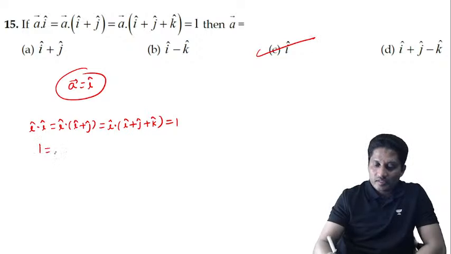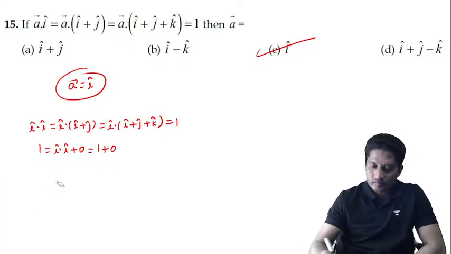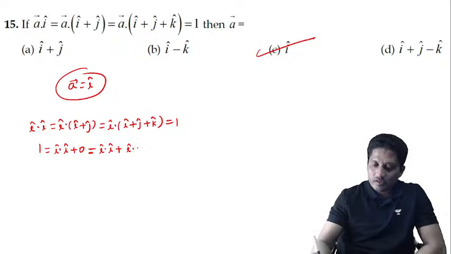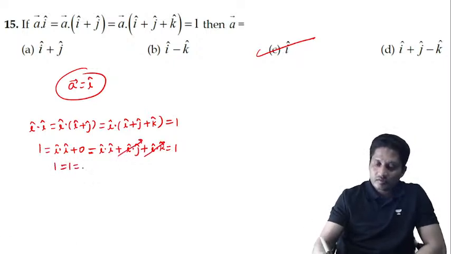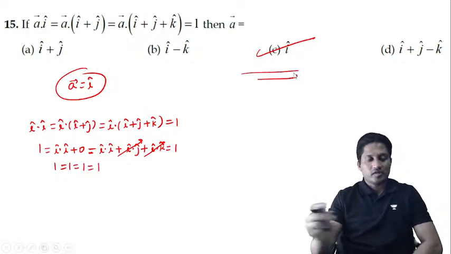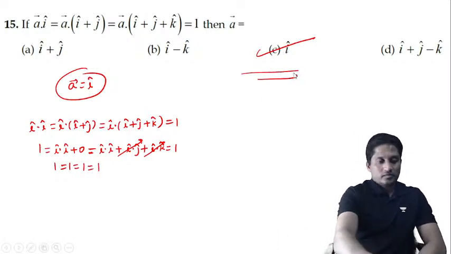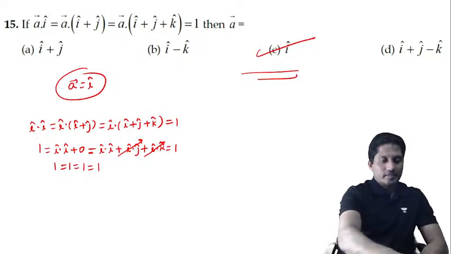I dot I is 1, I dot j is 0. This is I dot I plus I dot j plus I dot k is equal to 1. So this is 1 is equal to 1. This is 0 and this is 0. You get answer option C only. Right, let's move to the next question.